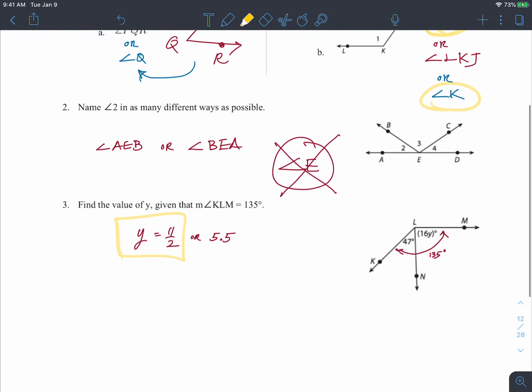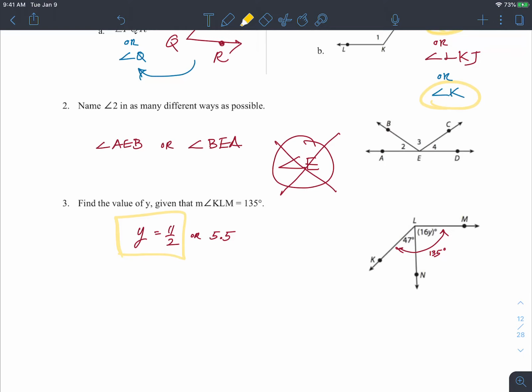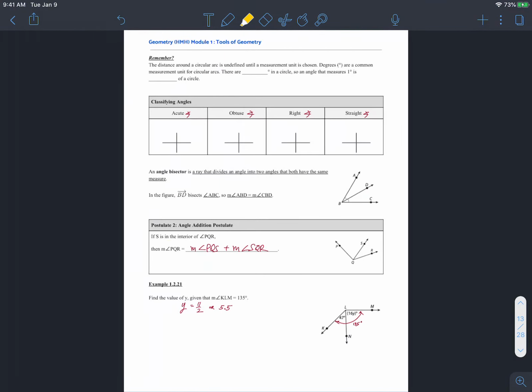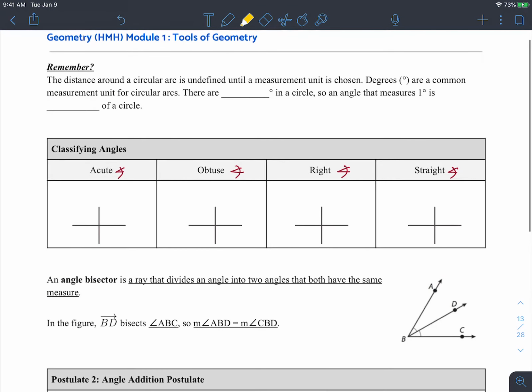Now for number 3, however, the answer is 11/2 or 5.5. If you got it, great. If you didn't, we'll be doing this problem a little later on. Let's move on to the lesson, guys. Okay, so here we go. We have some lessons to go through.